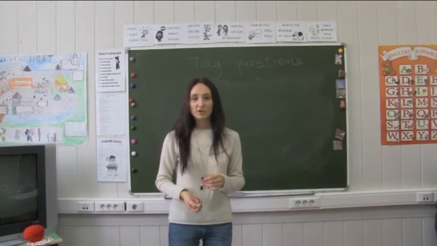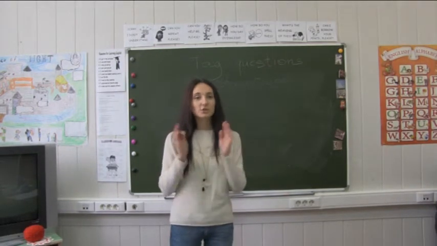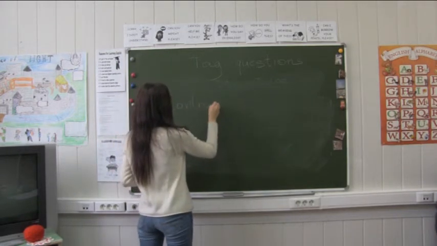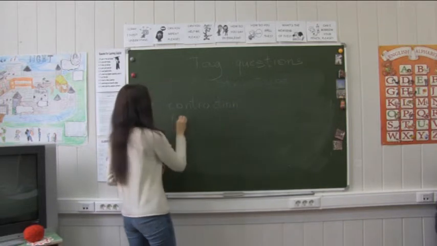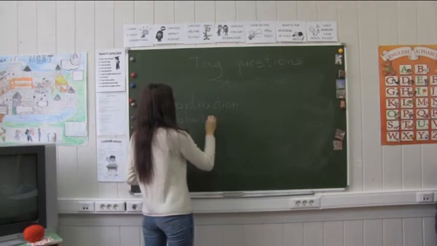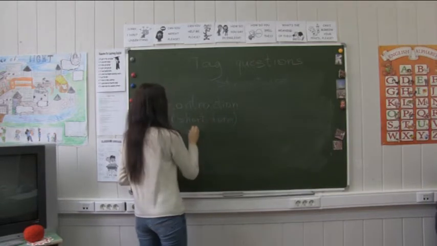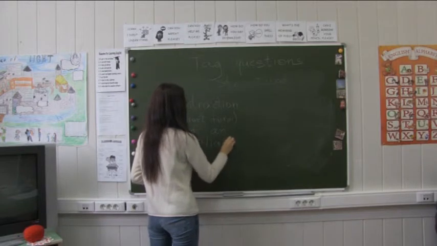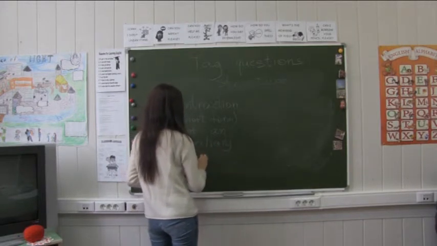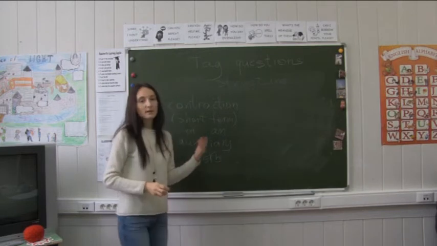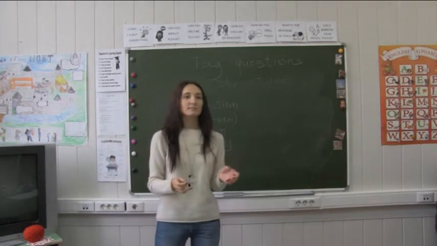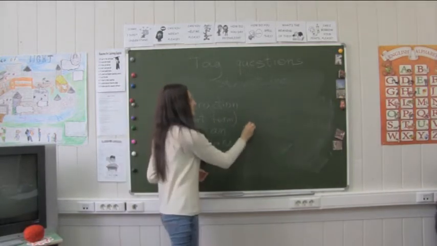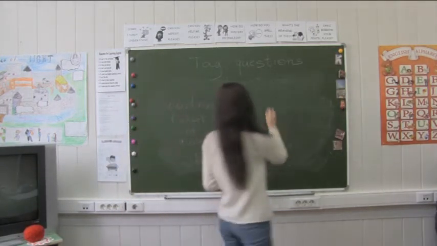So to make a tag question, you need a contraction form, which is a short form of an auxiliary verb. Let's write this. So contraction, or a short form of an auxiliary verb, such as am, is, are, do, did, have, has, and others. Plus, you need a personal pronoun for this.